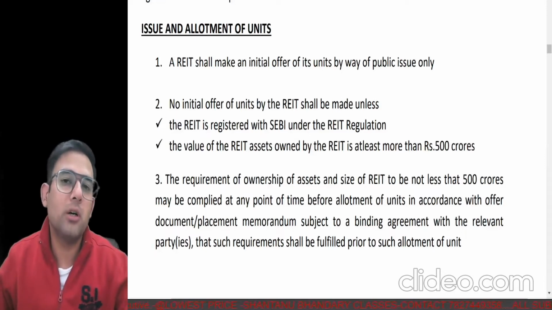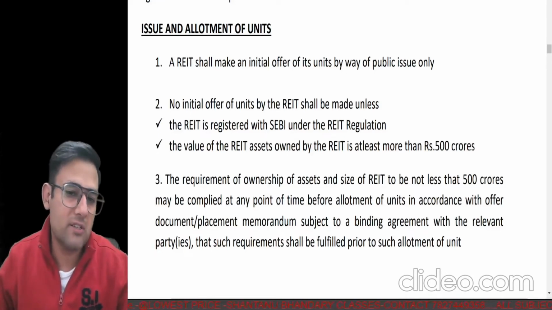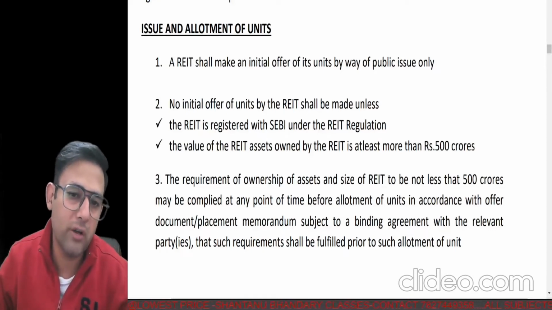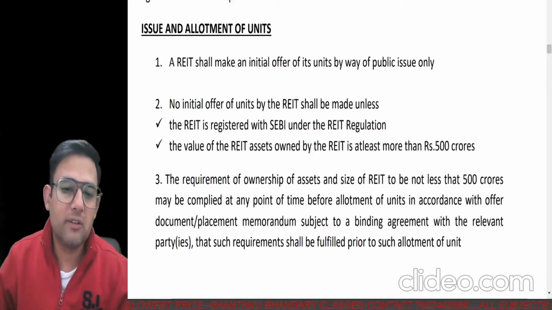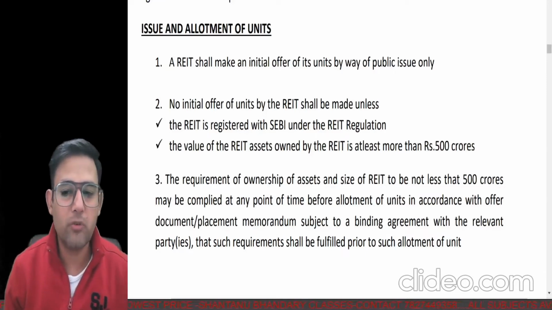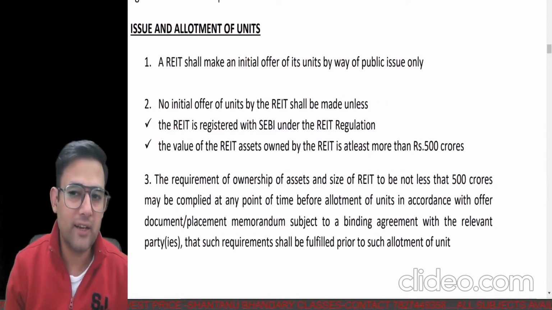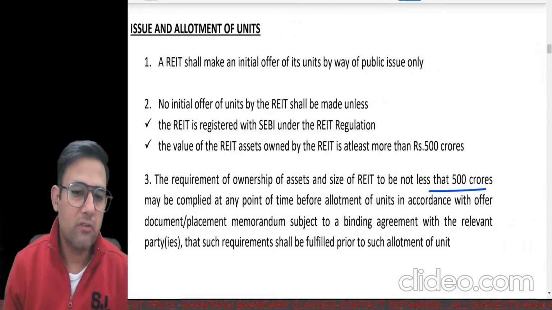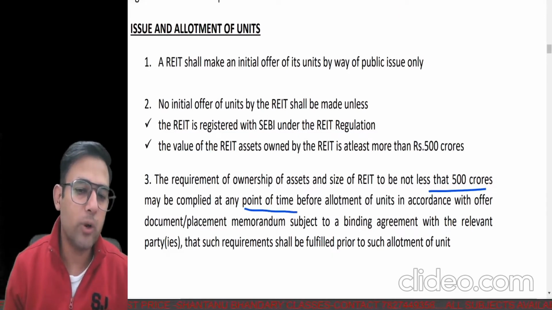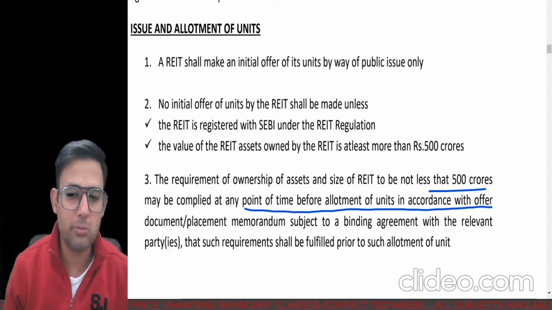Apart from the net worth requirement we discussed earlier, which says 100 crores net worth should be there, this is an additional thing, where it says the REIT assets should be at least a minimum of 500 crore rupees. Further, the third point: the requirement of ownership of assets and size of the REIT should be not less than, or at least, 500 crores, and may be complied with at any point of time before the allotment of units in regard to the offer document or the placement memorandum.